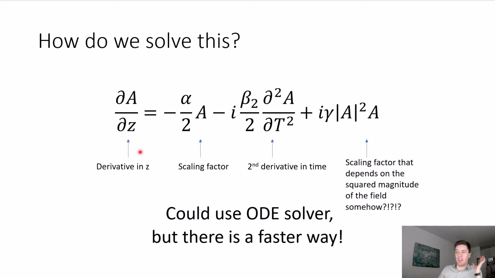Because it contains a derivative in the z direction, there's a scaling factor, then a second derivative in time, and then it has a scaling factor that somehow depends on the absolute square of the thing we're trying to model in the first place. So clearly this is kind of a tricky equation. We could use an ODE solver to compute the solution, but there actually is a faster way we can do it.